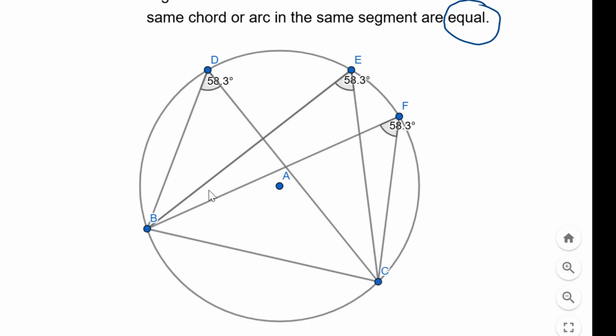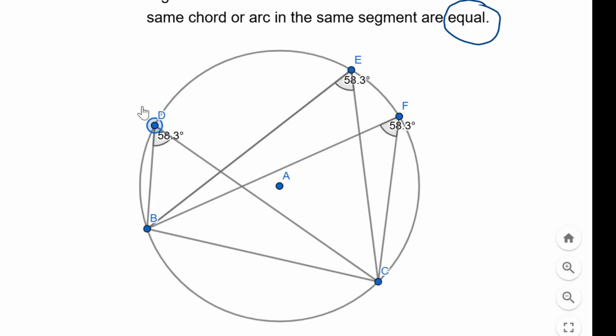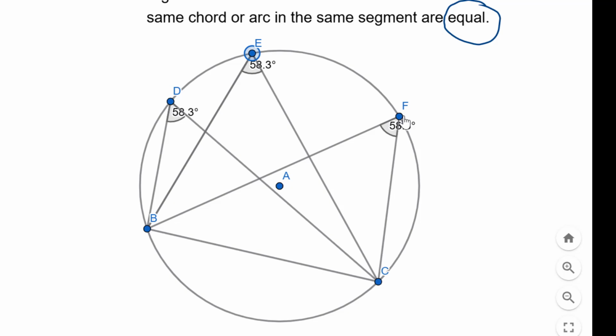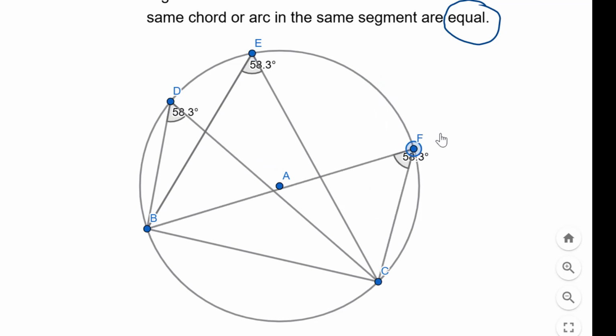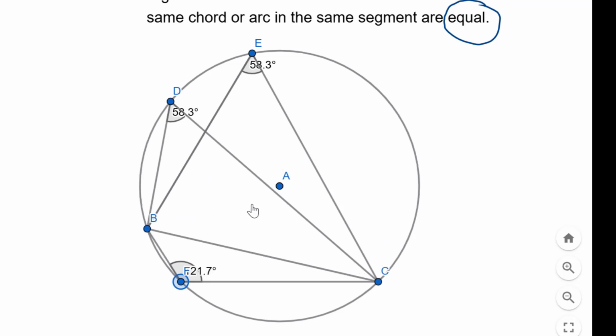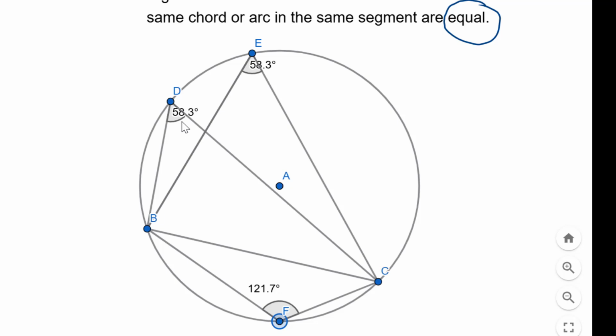What if we decide to move the angles around? What is going to happen? Let's move angle BDC around. 58.3 still fixed. Why is it still fixed? This is happening because they are still in the same segment. If I decide to move it outside this segment and come to the minor segment, you can clearly see that the angle is 121.7, which is clearly not the same as 58.3.